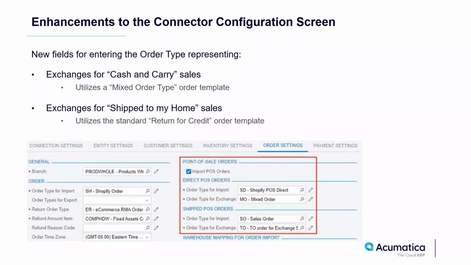Okay. Now, in the case of where a customer comes into the store, they find what they need, but exactly what they need is not in the store, so they're going to have that item shipped to their house. That's what we call this shipped POS order. Okay, and in that case, if somebody brings a product in and they exchange it, we're going to use a standard return for credit order type. Once these 2 new order types are added to the configuration, you're ready to start supporting POS exchanges in Shopify.